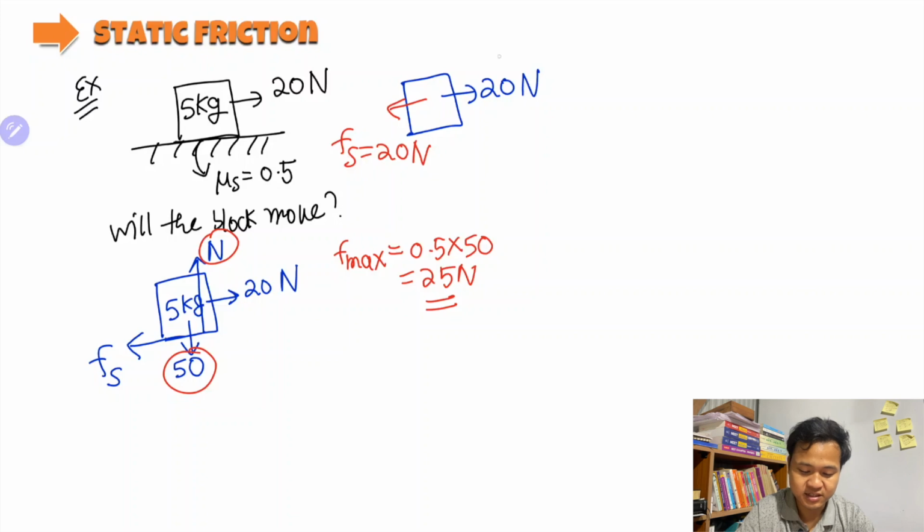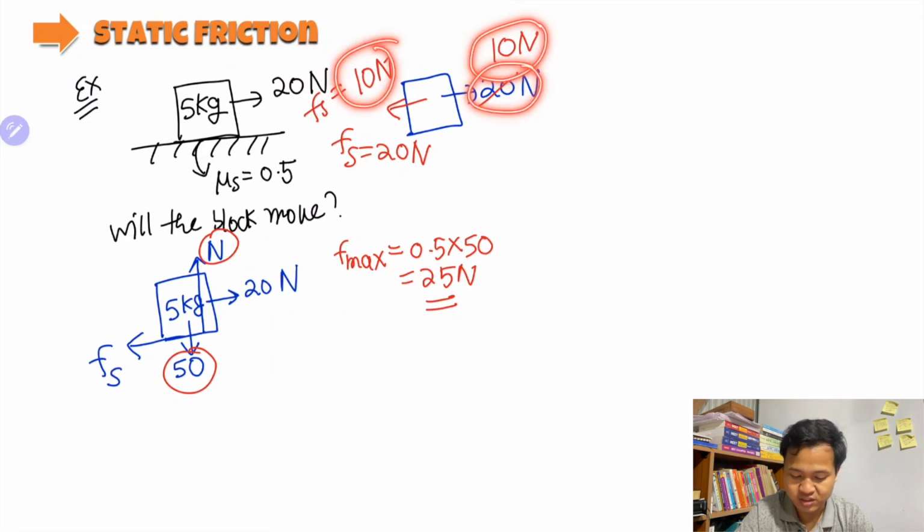So if this 20 is given as 10 Newton, the static friction should also be 10 Newton. It is self-adjusting, so it depends on the external force. If the external force is 10, static friction is 10. If the external force is 20, static friction is 20. The net force is 0, so the body remains at rest.